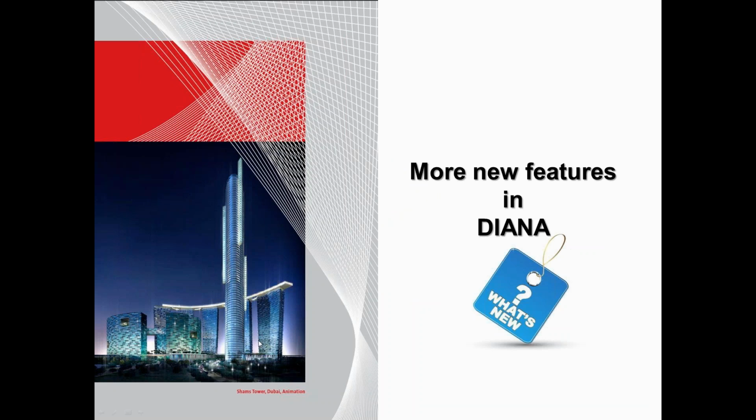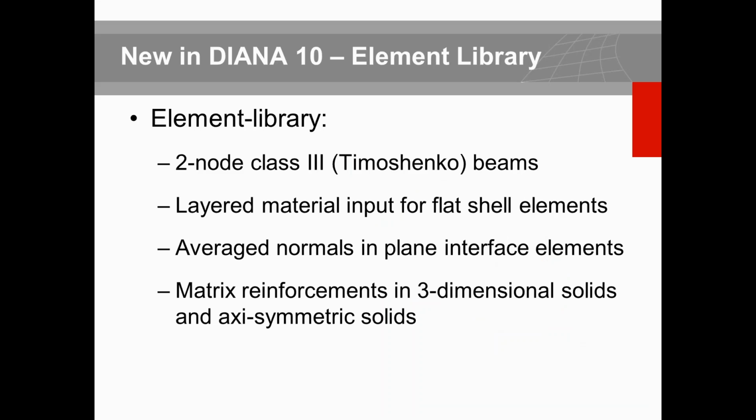But those are what I showed up to now that were new in terms of the workflow, in terms of definition of the model, in terms of setting up the analysis and result interpretation. But there are many more. For the element library, we have a new definition for the 2-node class-3 Timoshenko beam to capture the shear failure for the 1D beam. We can assign layered material properties to the flat shell in DIANA 10.